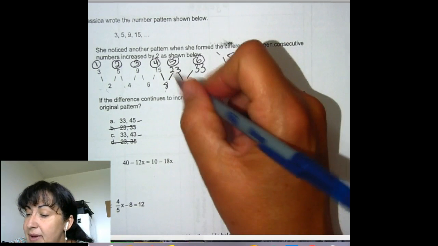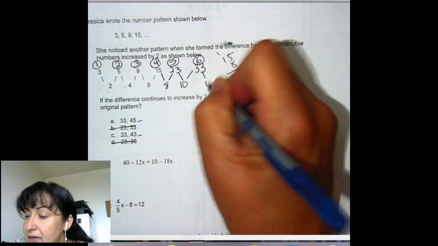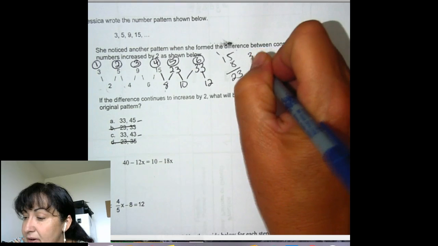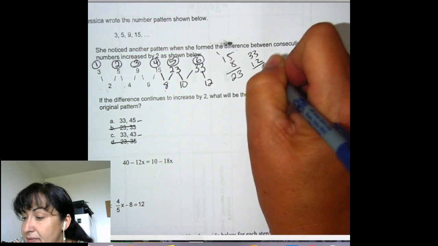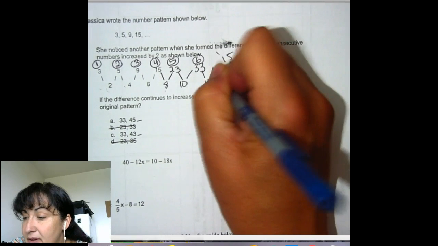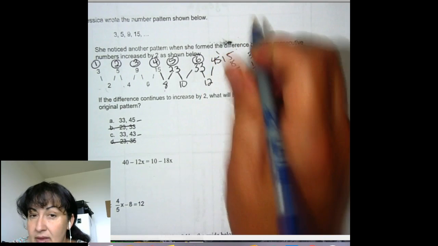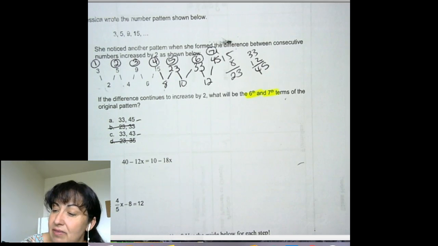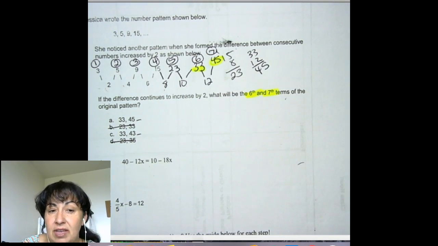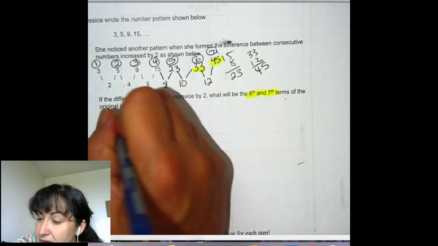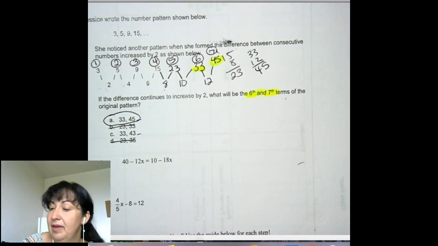So if this one increased by 8, this one by 10, the next one's going to increase by 12. So I have 33 plus 12, which is going to be 45. And that's going to be the seventh term. Okay, so the sixth and seventh term, here's the sixth term, here's the seventh term, is 33 and 45. So it's going to be A. Okay.